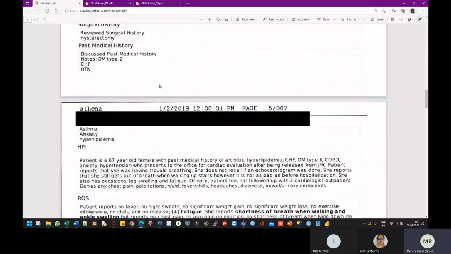Patient is a 67-year-old female with past medical history of arthritis, hyperlipidemia, CHF, DM type 2, COPD, anxiety, hypertension, who presents to the office for cardiac evaluation after being released from jail. Patient reports that she was having trouble breathing. Smoke, this breathing problem. She does not recall any echocardiogram question.